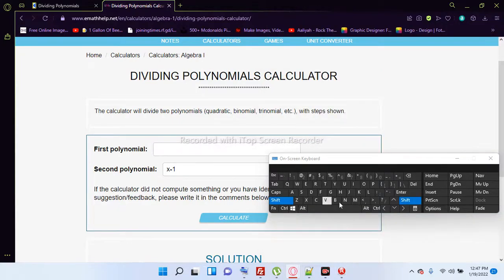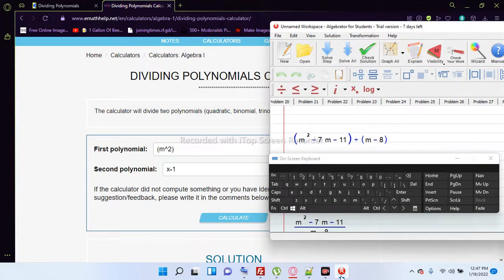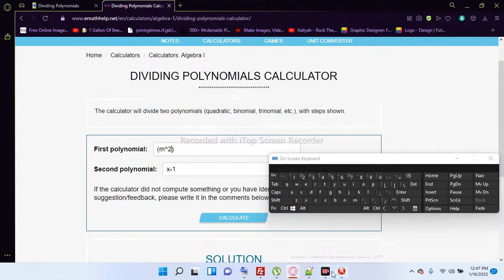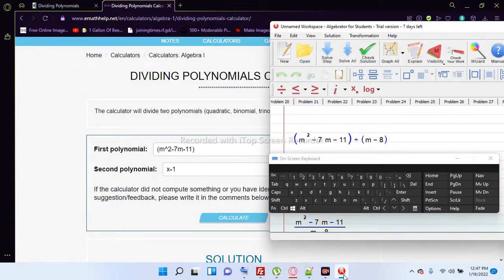M squared, so shift, parentheses, parentheses, parentheses, okay, inside of parentheses. You know, M squared, M shift squared, okay, minus 7M minus 11. M squared minus 7M minus 11. Listen to me, young man. Right? And that's inside the parentheses.